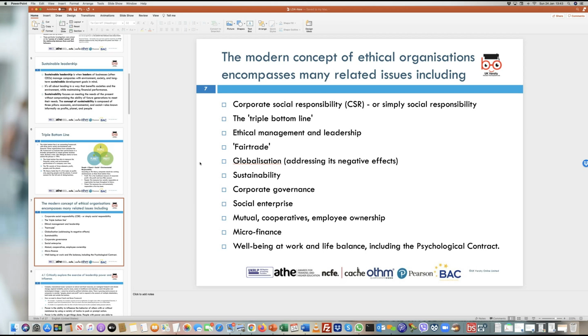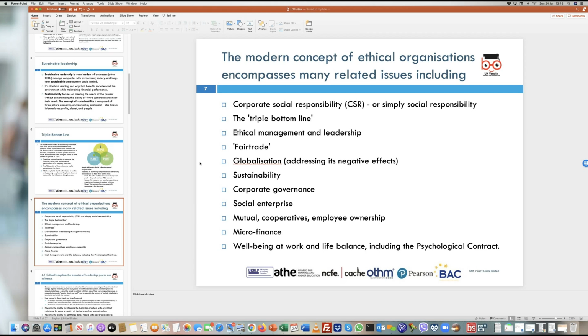So when we talk about triple bottom line, it should straight away click in your mind that we are talking about sustainability. We are talking about the overall cost of producing the goods or doing the business. When we talk about ethical management and leadership, we are talking about things like fair trade.